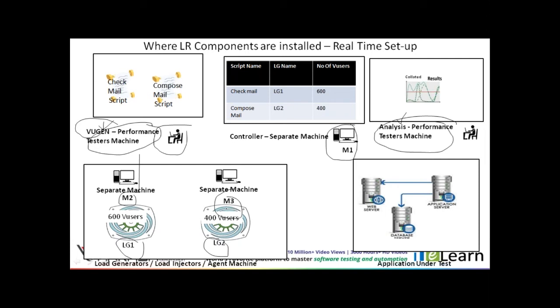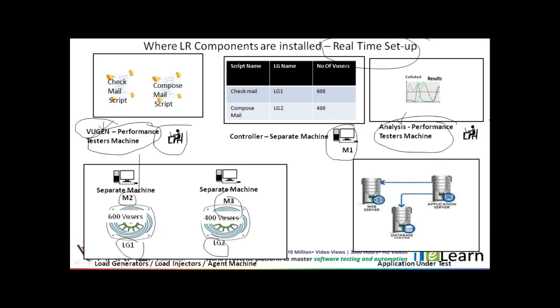Typically these are all Windows machines. Windows 7 or Windows XP or Windows whatever you have, it is fine. LoadRunner supports all of them. But Analysis and Vuser will be installed on the performance tester's machine. Controller will be on a separate machine, and LGs will be on completely different machines. And this is what we have in a real-time setup. When you go to the company, this is how it will be.